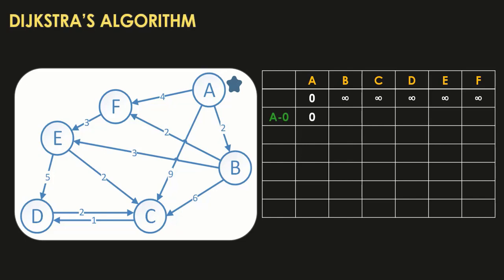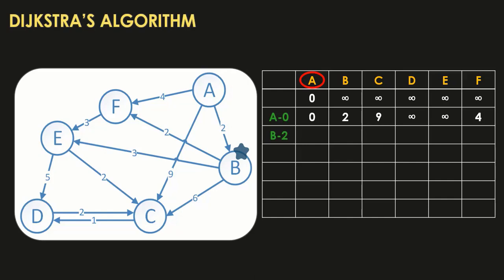Node A cost will remain 0, node B cost is 2, node C cost is 9, and there is no direct path to node D from node A, so the cost of node D will remain infinity. Similarly, infinity for node E, and for node F it will be 4. I will mark node A as a node that has been visited. Now I will choose the node from the unvisited nodes having the minimum cost, which is node B.